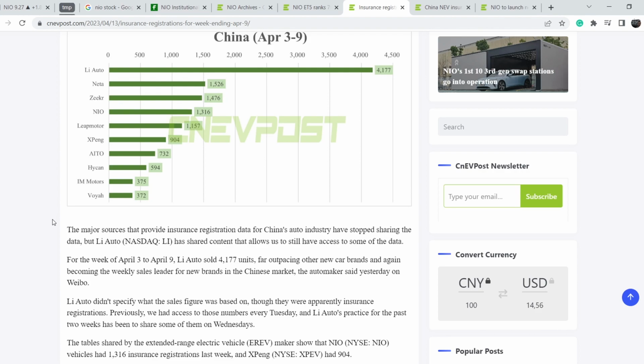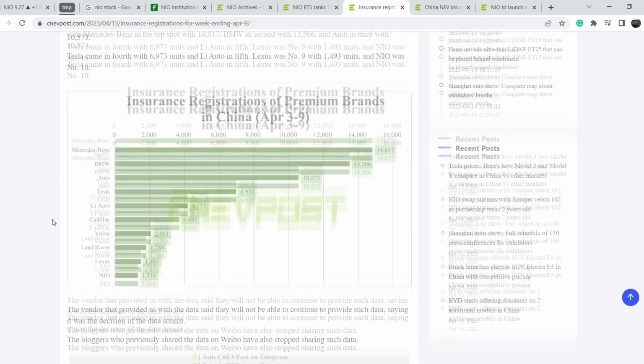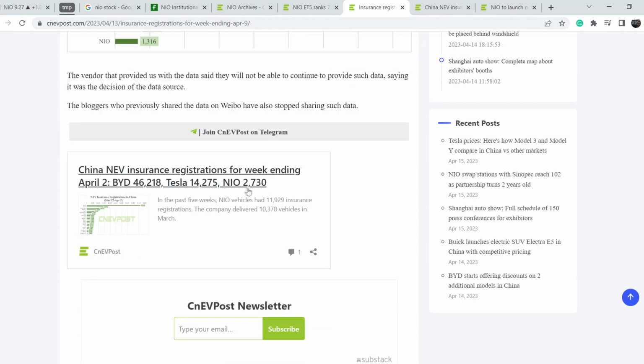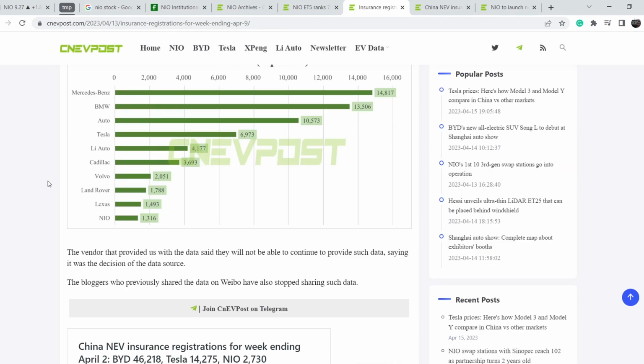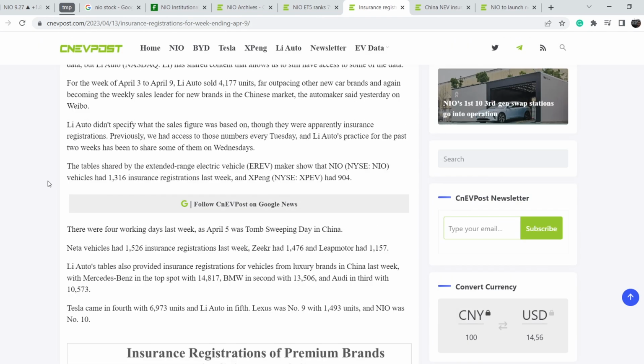And let me show you that previously you can find this information that they had 2,730 vehicles registered the week prior to this week. And this means that NIO probably has some problems with their demand and with their sales. That is why we have to be cautious in the short and medium term perspective. But in the long term, I think this company is still quite positive.